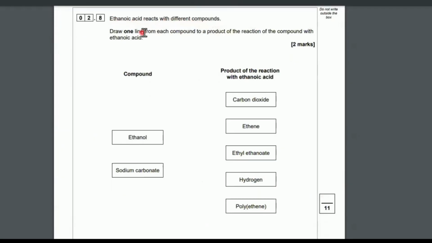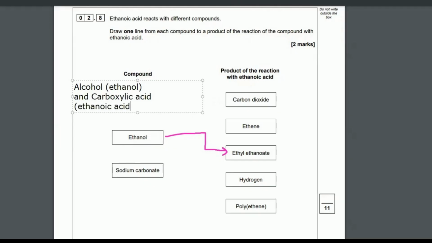Right, 2.8. Ethanoic acid reacts with different compounds. Draw one line from each compound to the product of the reaction with the compound with ethanoic acid. So pause the video, have a go. All right, so when you look at ethanol, when it reacts with ethanoic acid, ethanol and ethanoic acid, they make an ester. And the ester in this case would be ethyl ethanoate. In the AQA syllabus, you only need to name one ester, and that's ethyl ethanoate. And that is made from the alcohol ethanol and the carboxylic acid, ethanoic acid, and that gives us ethyl ethanoate.